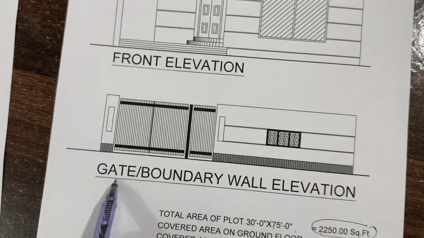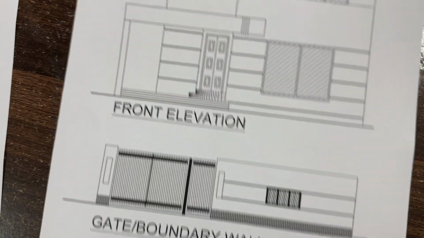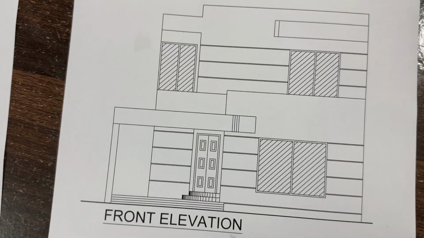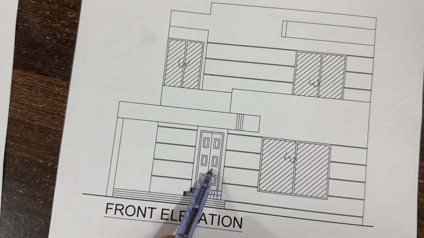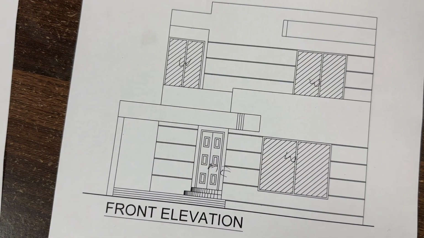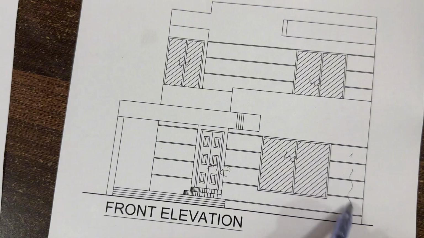You can see this is gate boundary wall, and this is front elevation. Okay, these are windows, this is also window, this is window, this is main entrance. So this is front elevation. You can see the boundary wall.